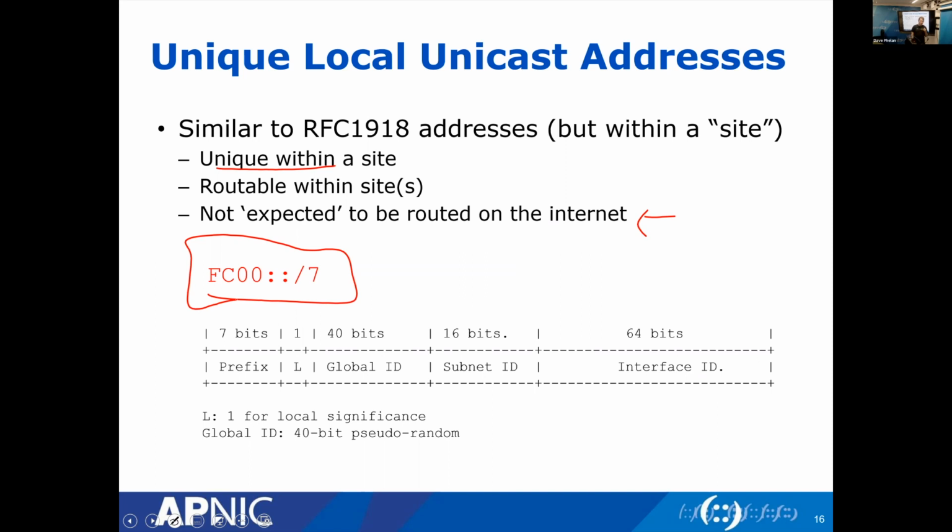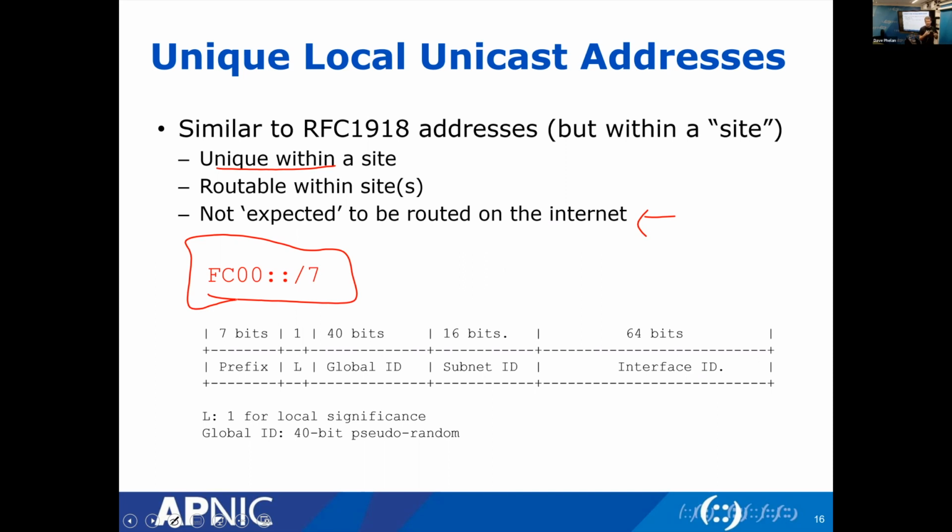Where would you use this sort of stuff? You would use unique local unicast addresses for things that never should be seen on the internet, or that you never want to route on the internet. For me, things like building access control, building management systems, secure networks, printers of all things. I shouldn't be seeing your printers on the internet.